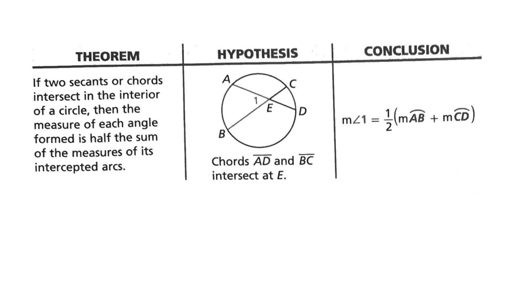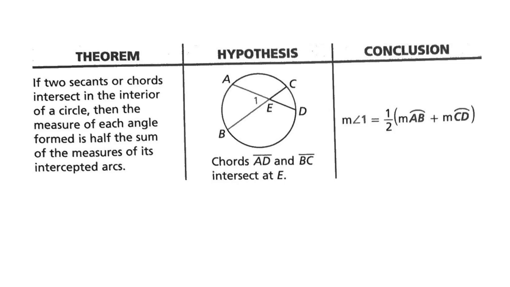Okay, now this is new. If two secants or chords intersect in the interior of the circle, then the measure of each angle formed is half the sum of the measures of its intercepted arcs. So the best way to think about this is it's finding the average.